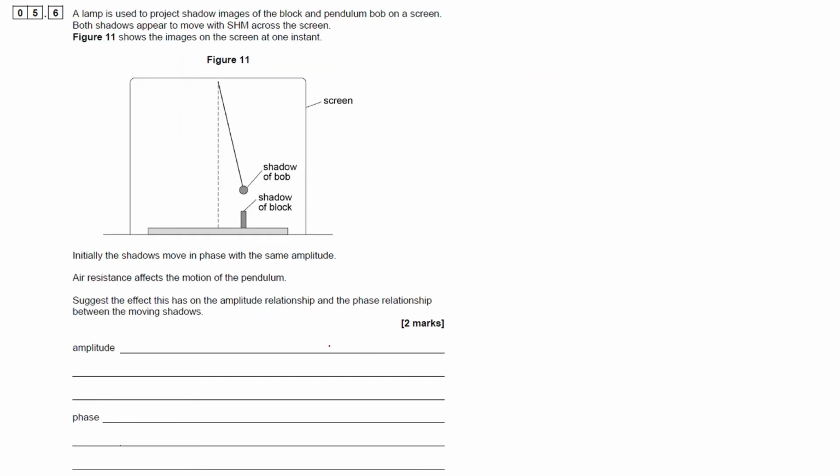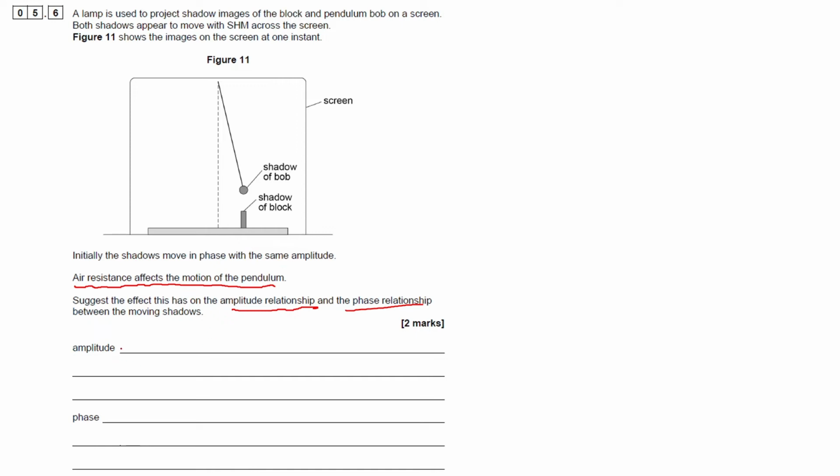So this final question, first thing to understand is what it's actually asking. So when it says about amplitude relationship or phase relationship, it means we need to compare one with the other. So it's not enough just to state what would happen to, say, the pendulum or the block. You have to compare the two. And in this case, we know that the air resistance will affect the motion of the pendulum, but the block will remain in constant circular motion on that turntable, going around the circle.